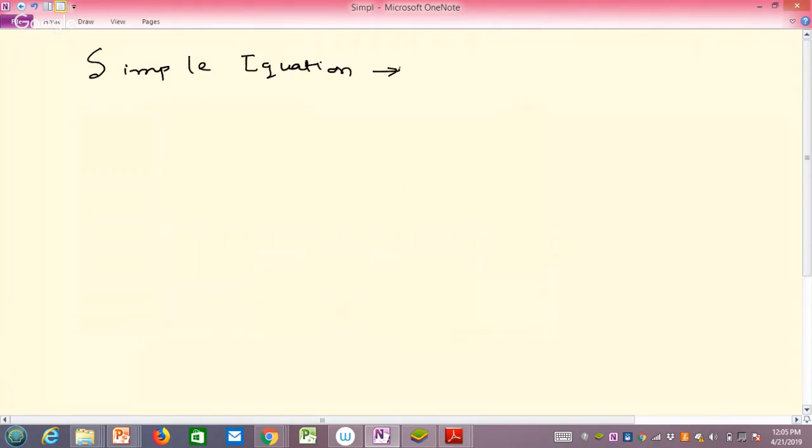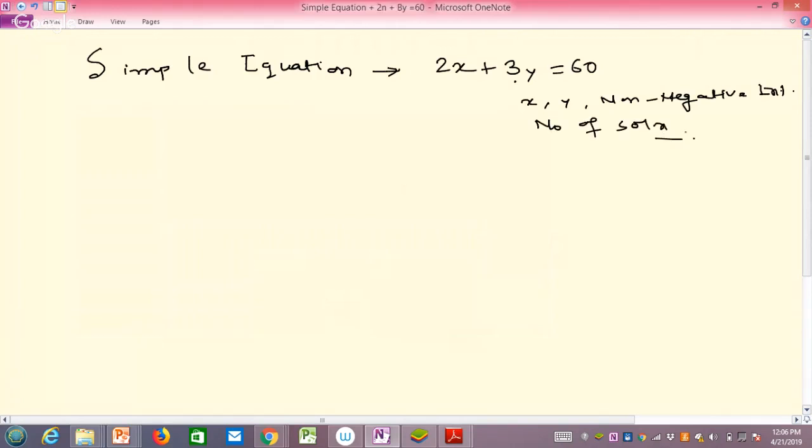The first concept which I can see in this chapter is, suppose you have been given an equation like 2x plus 3y equal to 60, with a condition that x and y are non-negative integers, and you need to find out the number of solutions. Similarly, you might have another equation like 4x minus 17y equal to 1. You have been given a condition on x, like x is smaller than 1000, and you need to find out the number of solutions. So these are the questions which are very important here, because mostly in CAT, in some form or other, these questions are asked.